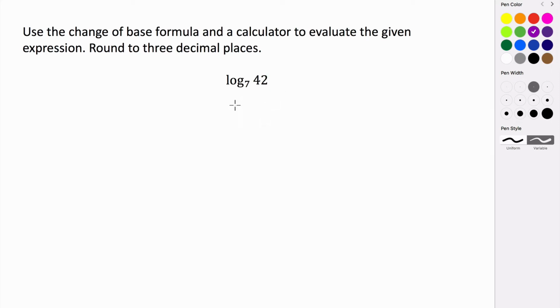So using the change of base formula, we're going to get a quotient of 2 logs. Both of those logs are going to have the same base, in this case 10. The argument of your original log becomes the argument of the numerator, and the base of your original log becomes the argument in the denominator. So this is the change of base formula. We use this to change the base to 10, using the common log.